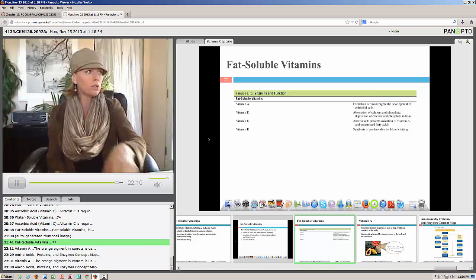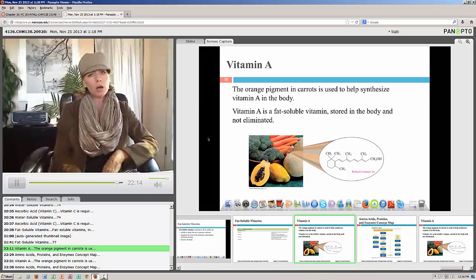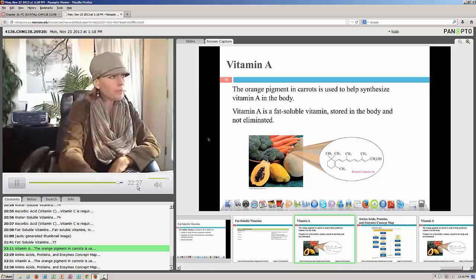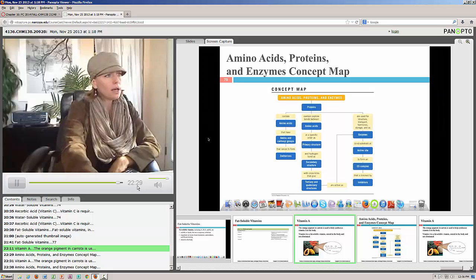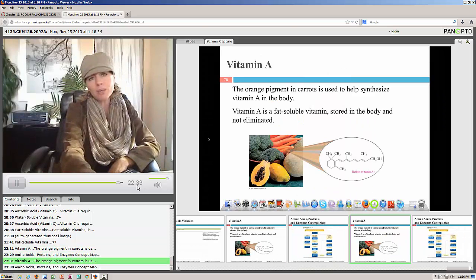And I also want you to remember that too much of the vitamins will cause an overdose, so they can be dangerous. Vitamin A we find in a lot of the orange pigmented vegetables, and also in broccoli. I'm not going to go over the different types of fat-soluble vitamins. I just want you to know the information that I just mentioned.